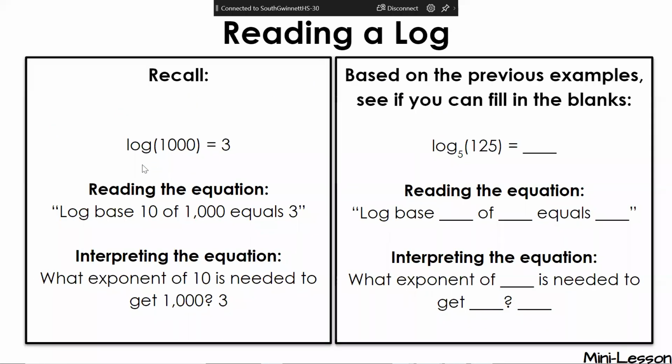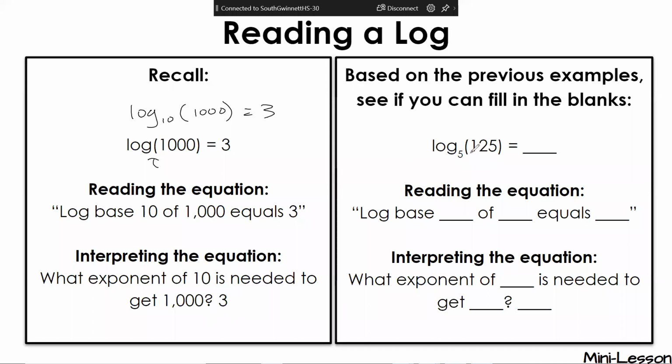So recall that log of 1,000 equals 3. Really quick, mathematicians are super lazy. So if there is no number right here, this is assumed to be log base 10. So is it always log base 10 unless there's a number? Yes. Now log base 10 of 1,000 equals 3. We already talked about that. So this is the same thing as what exponent of 10 is needed to get to 1,000.